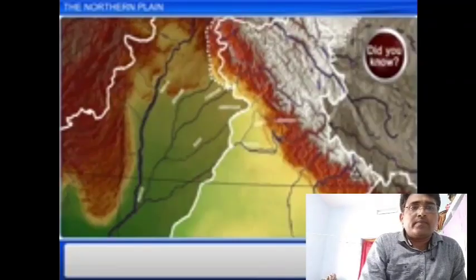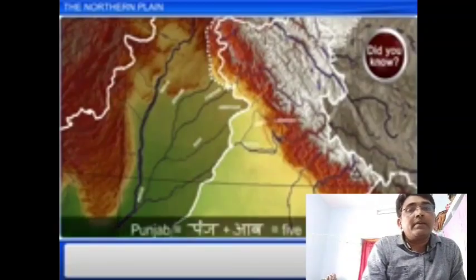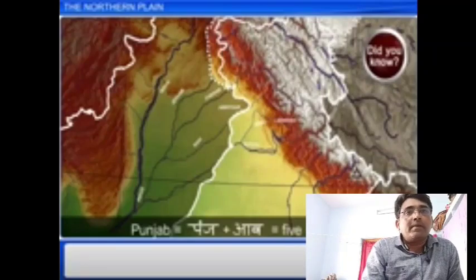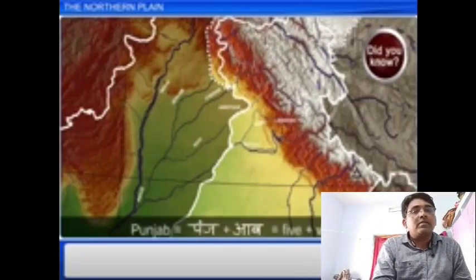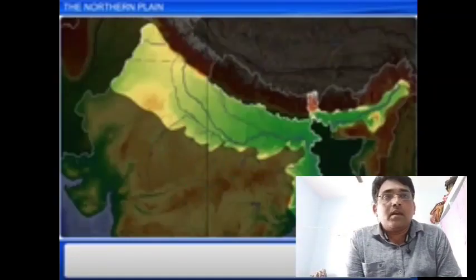Did you know the name Punjab is made up of two words, Panj and Ab. Panj means 5, Ab means water. As you can see, the name Punjab is based on the 5 rivers that drain it.